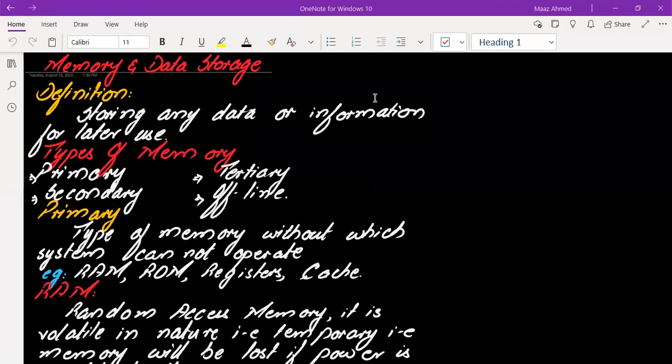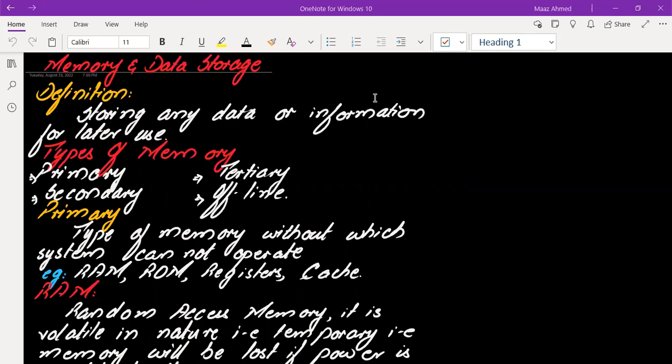Okay, so today we are going to start with a new topic that is known as hardware. Hardware basically contains three different phases. Number one is the phase regarding memory and data storage, the first phase that we will be covering today. The second phase is regarding the input and output devices. And the third phase is regarding the computer architecture.